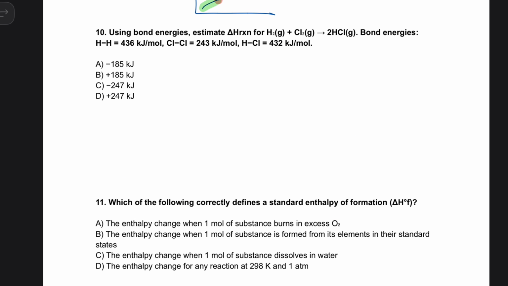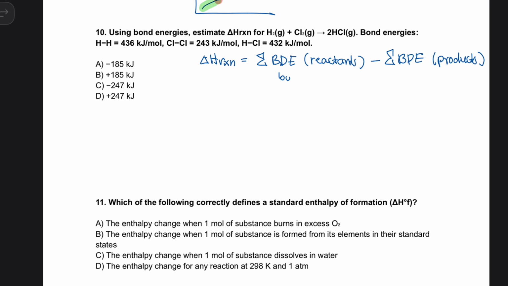Okay. Question 10. Using bond energies, estimate the change in enthalpy of the reaction, and they give us all of the bond energies that we need. So delta H of the reaction equals the sum of BDE, the bond dissociation energy, of the reactants minus the sum of BDE of the products. Or you could think of this like some people call it bonds broken minus bonds formed.